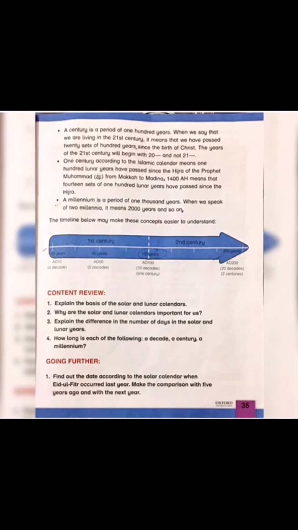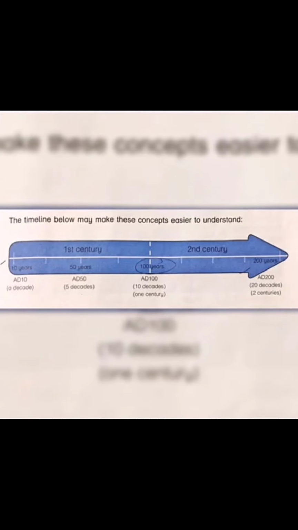Dear students, look at the timeline below, which is on page number 35. The timeline may make these concepts easier to understand. 1st century and 2nd century. AD 10. A decade consists of 10 years, 50 years is 5 decades, 100 years is 10 decades and also 1 century. 20 decades mean 2 centuries.